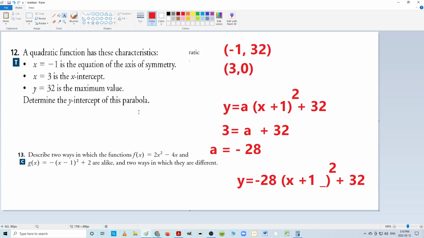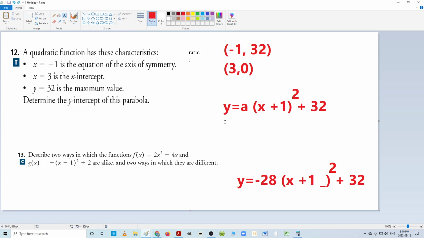Oh, and they want the y-intercept. Okay, well, there's that as well. But let me just go back and see what I did wrong. So if I plug this into the formula. Oh, yeah, what am I doing there? It ends up being 0 over here and 3 for x.